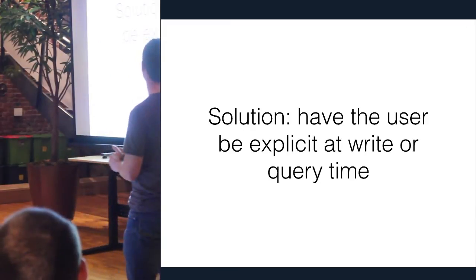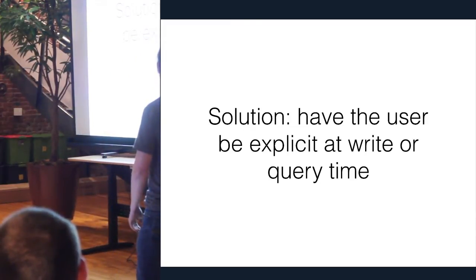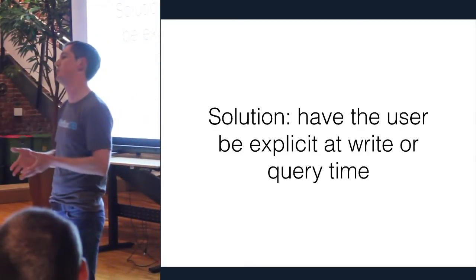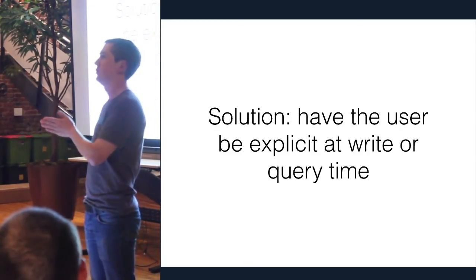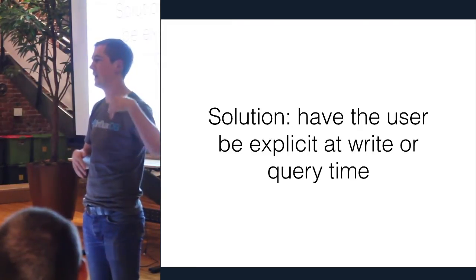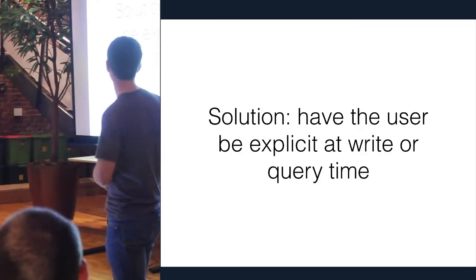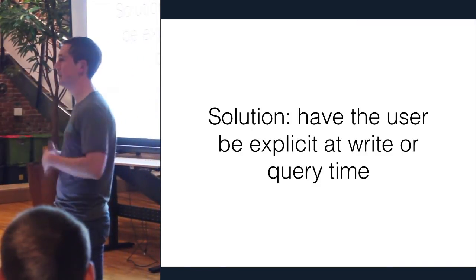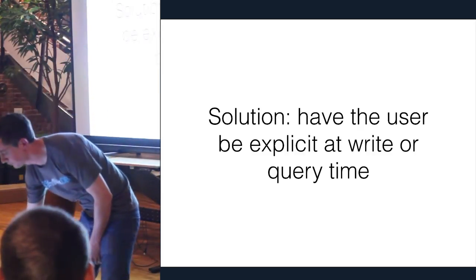So our solution here was to have the user be explicit at write or query time. Again, this is just an API design choice, which was, do we have this regex method where it's all kind of implicit and they can't really control it, or do we have them just be explicit? Explicit turns out to be the easier choice for usability.